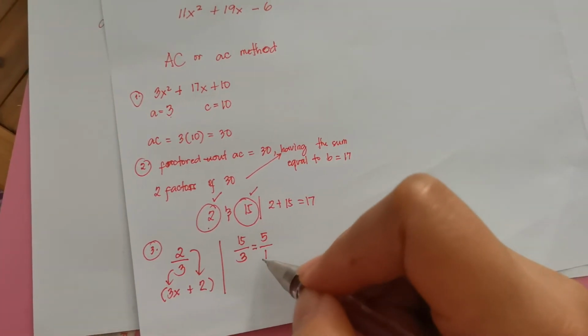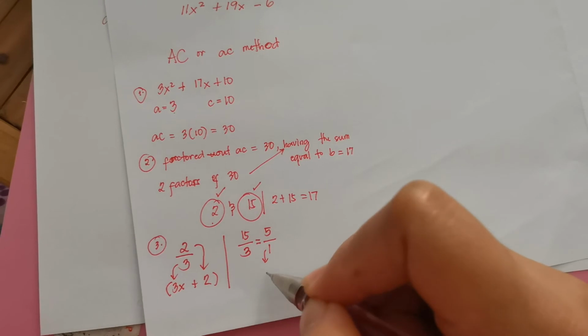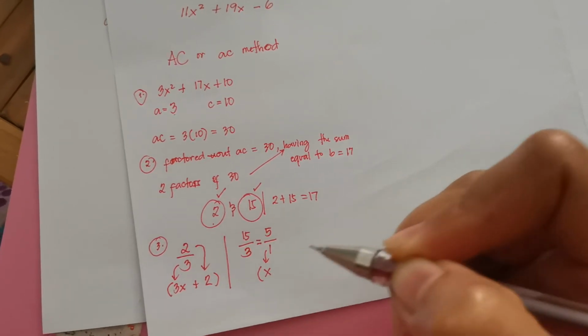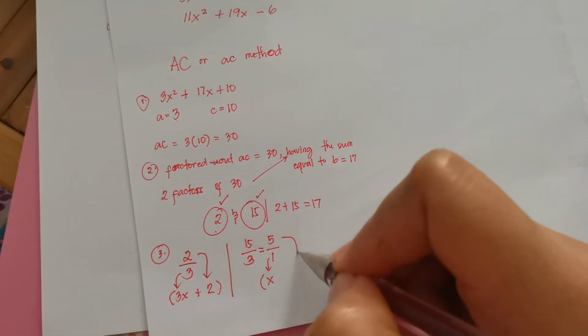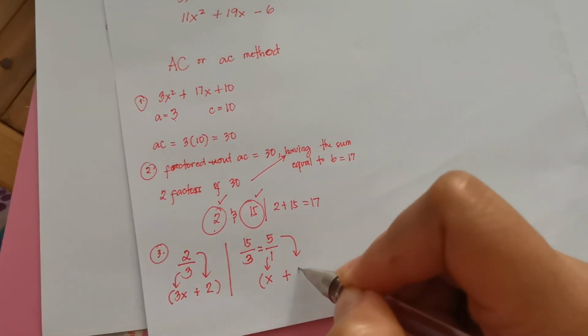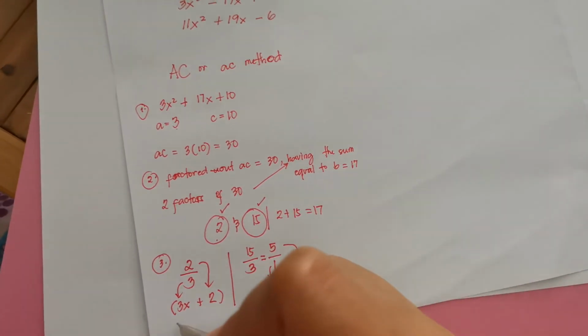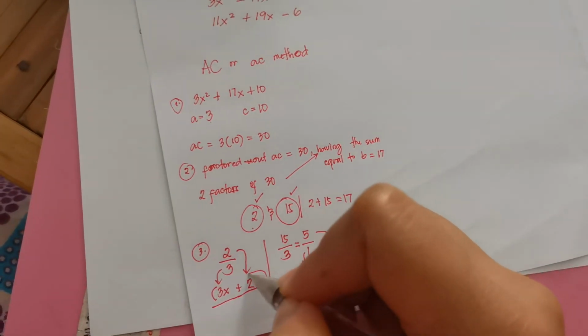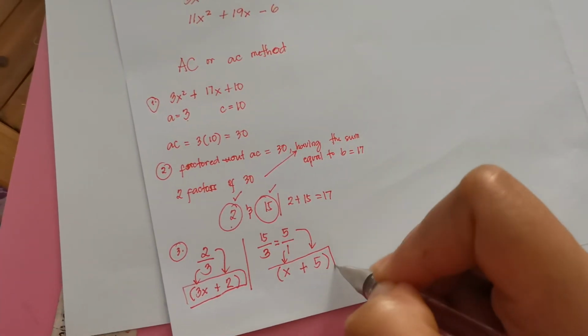Nga kay diri si denominator will serve as the numerical coefficient of our second factor, kay si numerator will serve as the constant term of our factor. So we have here factor number 1. And we have here factor number 2.